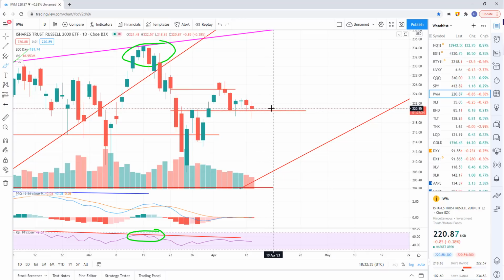And likely, the small caps has a lot of financials in it. It's pretty heavily weighted in the financials. So we might get a breakdown in the small caps if the financials break down. So I'm watching that XLF as my tell.